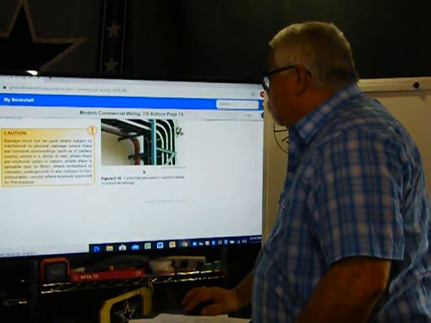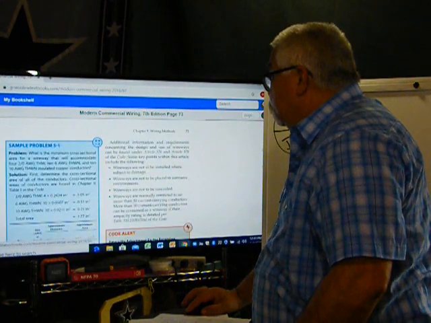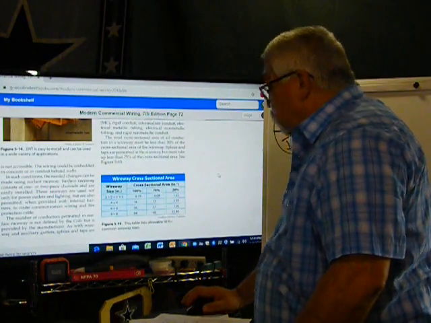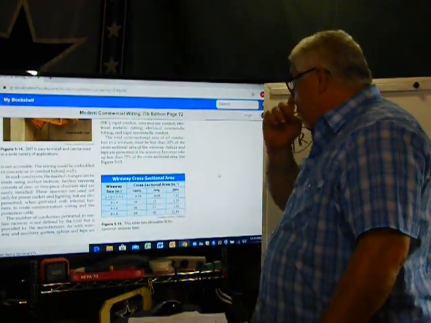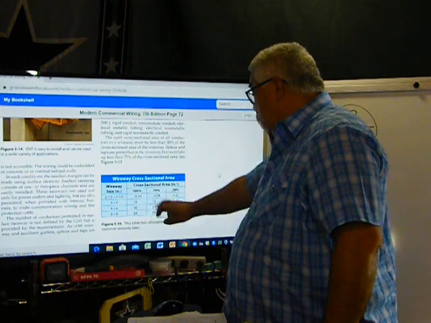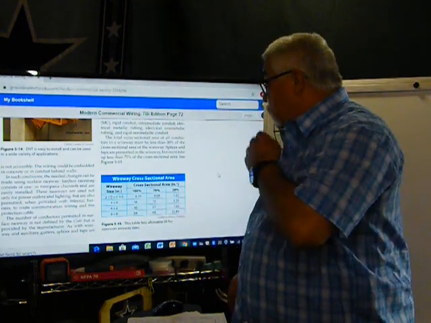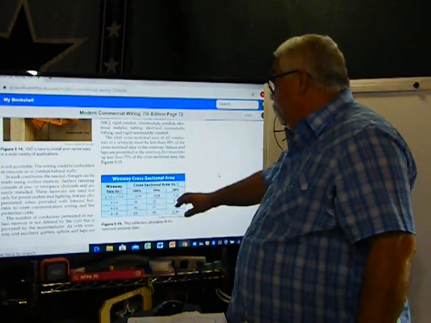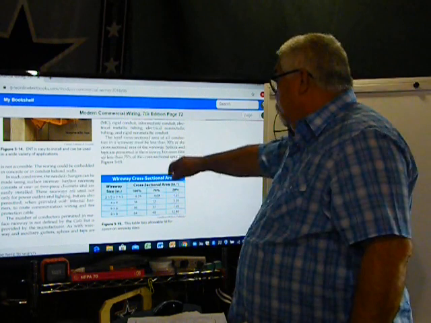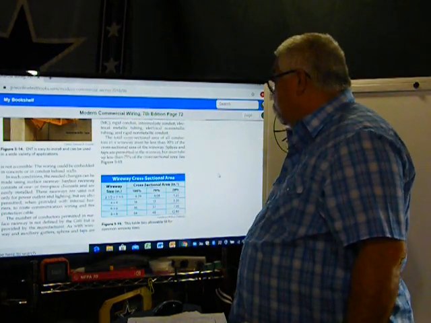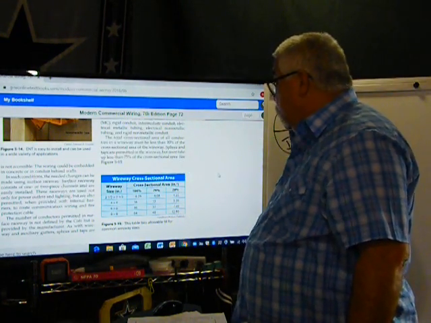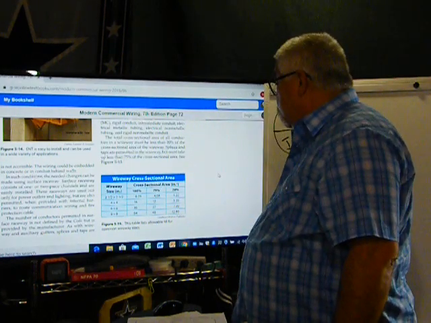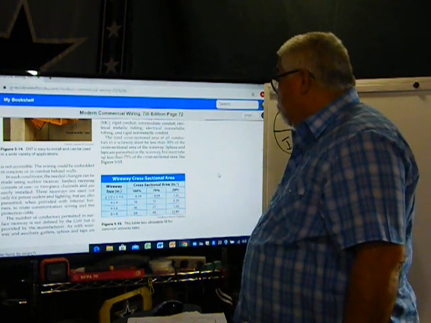I'm trying to find the table. So here's our wireways. Here's at 100%, 75, and 20%. I should have scrolled to the bottom. Excuse me, it's getting a little warm in here with all these lights on. So, the cross-section area of all conductors in the wireway must be less than 20% of the cross-section area of the wireway. Splices and taps are permitted in the wireways, but must take up less than 75% of the cross-section area.